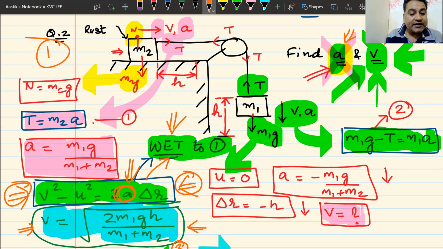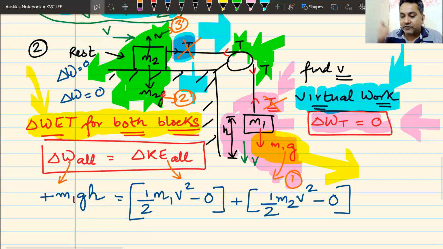But here I've done it smartly. I've realized that the work done by tension would be 0. Whatever work it does on block number 1, if it does positive work on block number 1, it will do negative work on block number 2. As soon as that tension goes away, the question becomes simple.